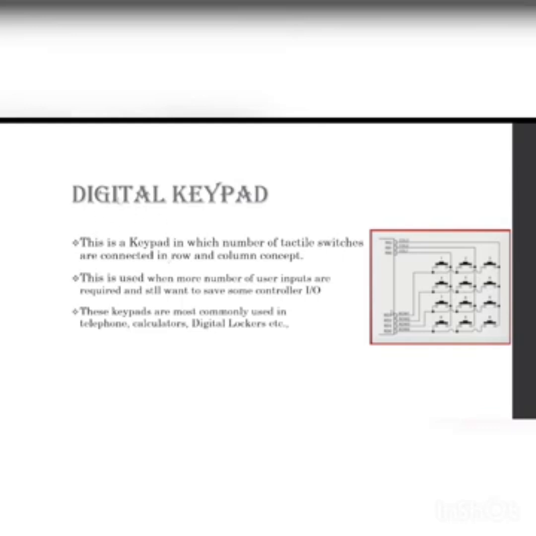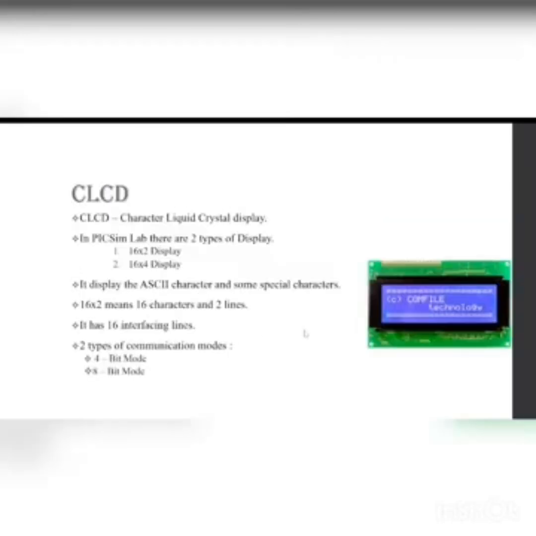Digital keypad. So this is a digital keypad in which a number of tactile switches are connected in rows and columns. These are used when a larger number of inputs are required and we still want to save some controller input output pins. These keypads are most commonly used in telephones, calculators, digital lockers, etc.